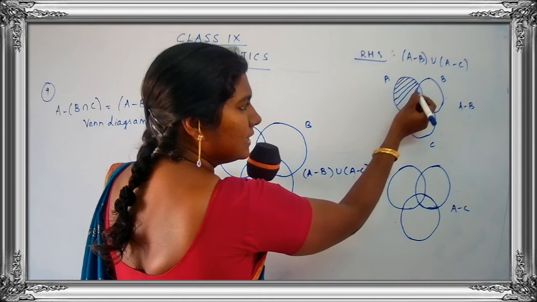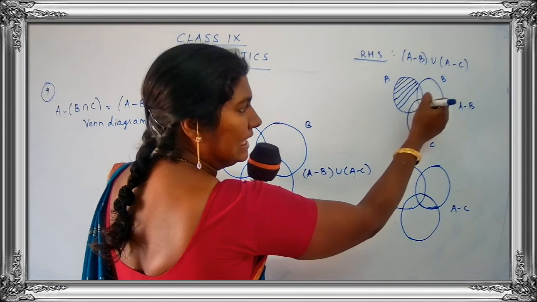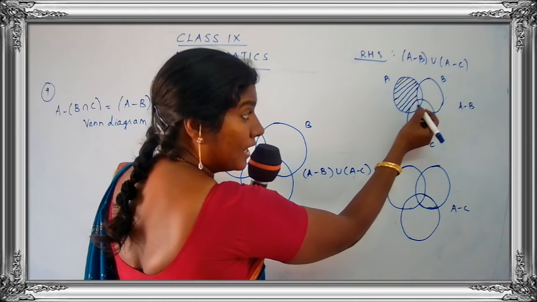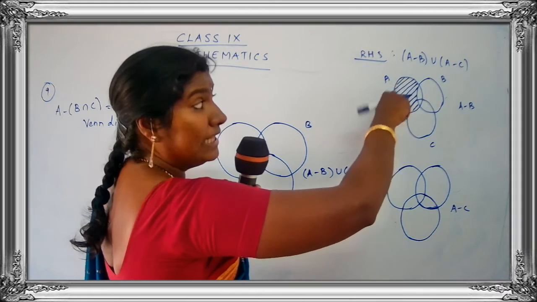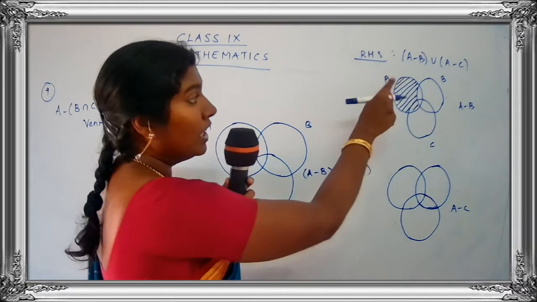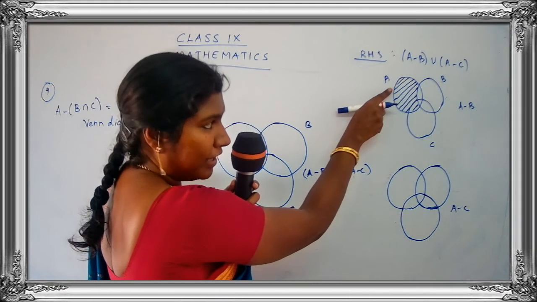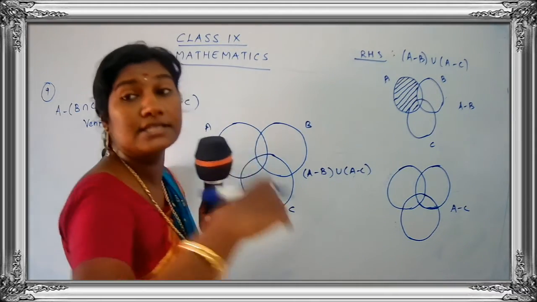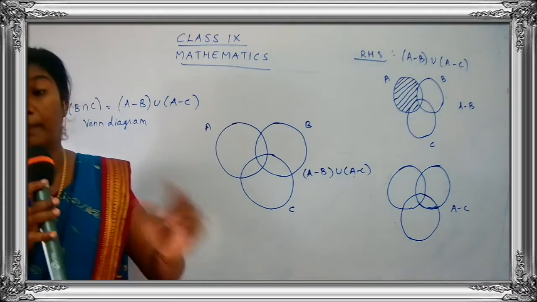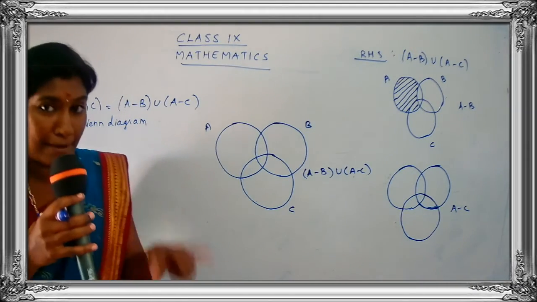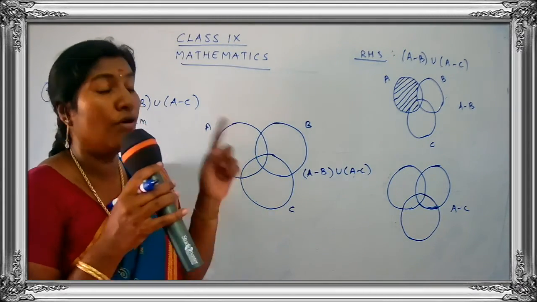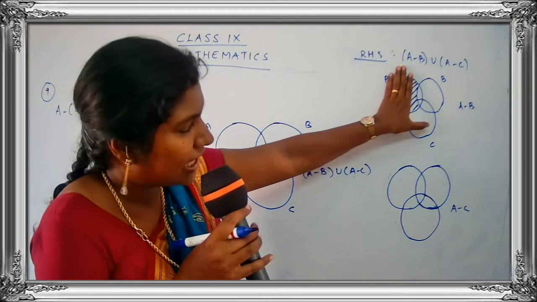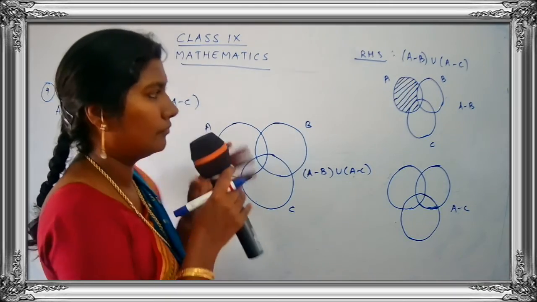Just see, be careful, children. I am not completely shading the A part. I am just shading only the A part, not the B part. That is, I am not shading the part common for B also. Now here we have some part of A which is common to B also, but we are not going to focus on that part. We are going to only focus on the A part. So just see here, I have shaded only the A part.